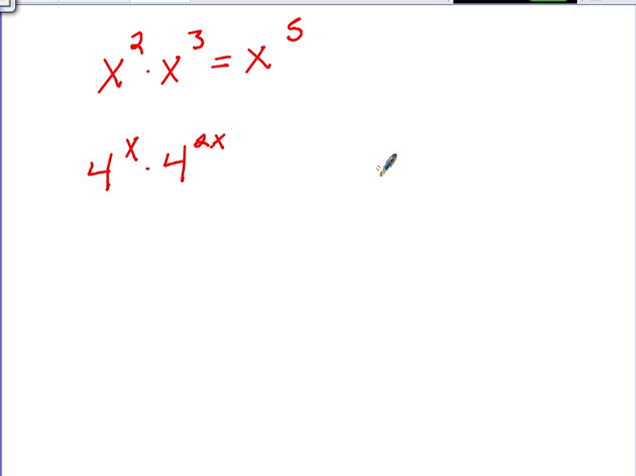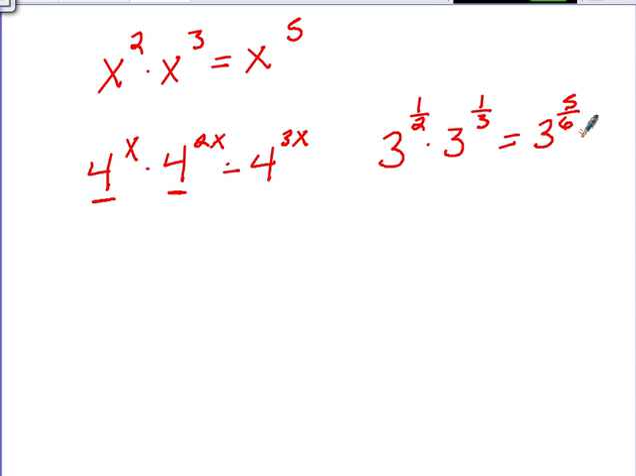Be able to apply it if you had like 3 to the 1/2 power times 3 to the 1/3 power. To know that when you're multiplying like bases, and you're not doing anything with the bases, the bases stay the same. But 4 to the x times 4 to the 2x would be 4 to the 3x. 3 to the 1/2 times 3 to the 1/3, let's see, common denominator would be 6, so 3 to the 3/6 times 3 to the 2/6, that'd be 3 to the 5/6 power. But that's one of your rules. Like bases, multiply them, add exponents.